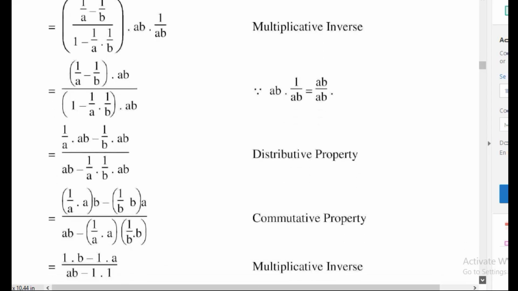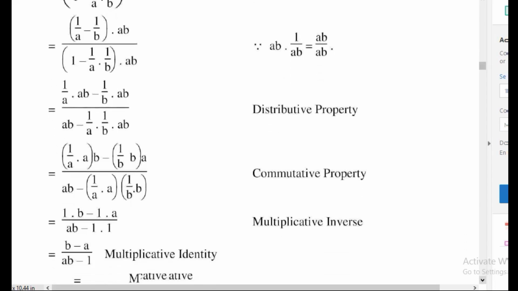So the multiplicative inverse of each number will be equal to 1. So 1 dot b minus 1 dot a, divided by ab minus 1 dot 1. So (b - a) divided by (ab - 1), which is the required solution.